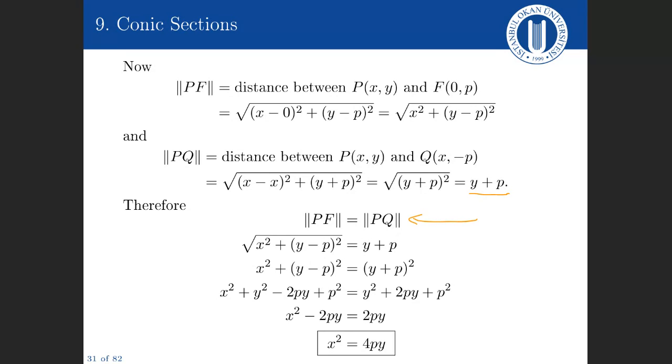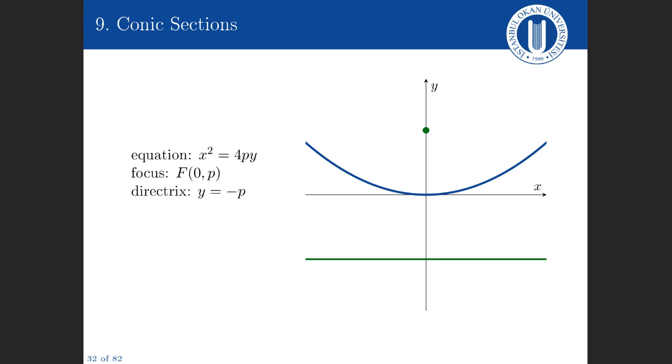Now we're told that these two distances must be the same. If we have a parabola, then the distance from P to F must be the same as the distance from P to Q. So the square root of x squared plus (y minus p) squared must be the same as y plus p. If we rearrange this equation, cancel the terms, we end up with the standard equation for a parabola. x squared is equal to 4py, which I will leave for you to check.